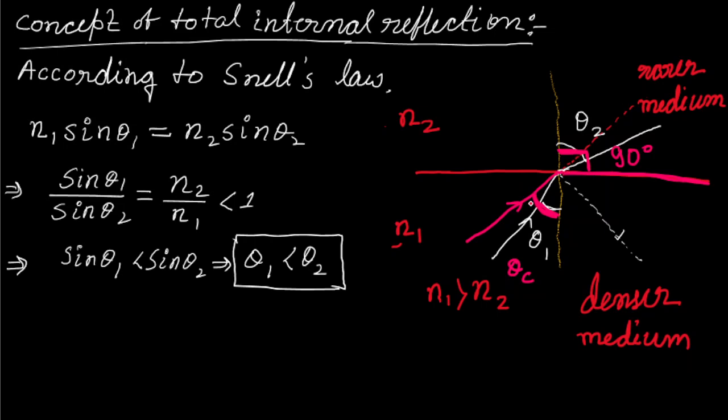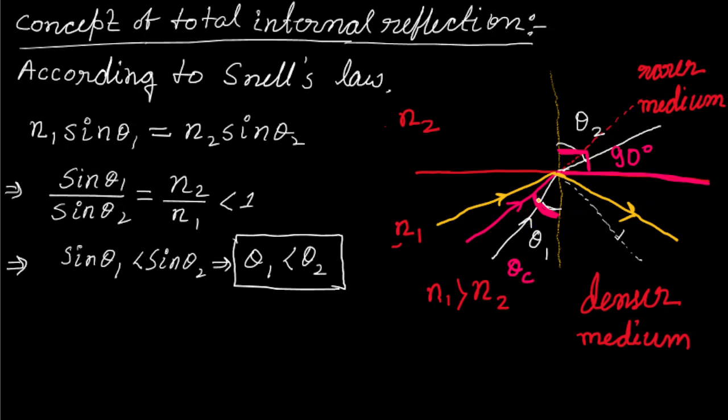And then if we still increase the incident angle, and in this case the incident angle is more than this critical angle, then what will happen? Then all the light will be reflected in the first medium only. So there will be no transmitted light; all light will be reflected back in medium 1.